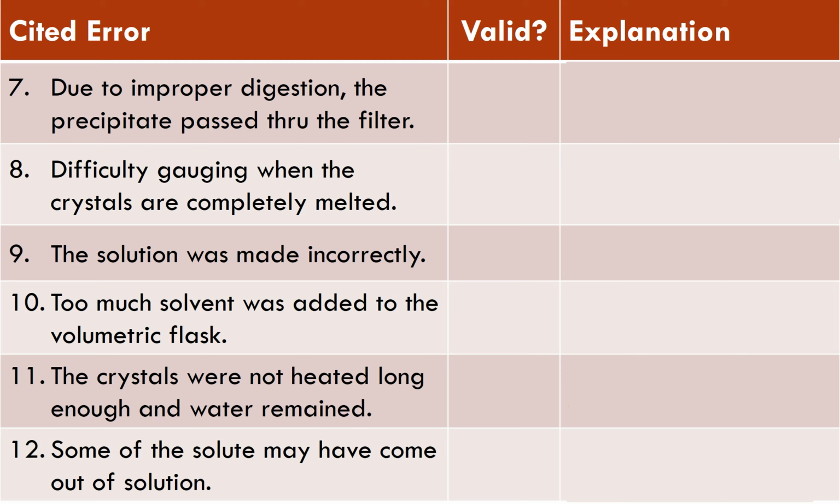Number 7, due to improper digestion, the precipitate passed through the filter. This is not the digestion you learned about in biology class. This is a technique that we'll use in lab. This is a valid source of error. The filter paper is not perfect, and some of it will pass through. But if you digest it better, a technique we'll learn in lab, you should be able to minimize this error.